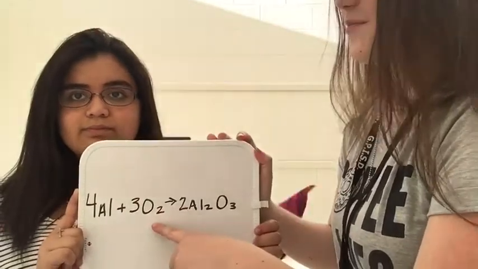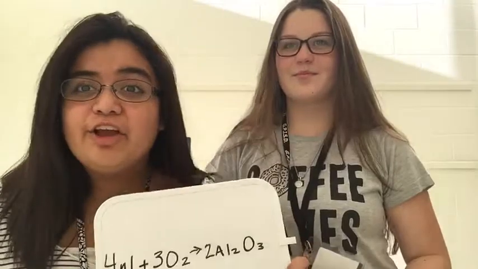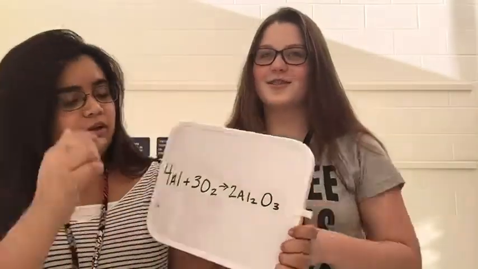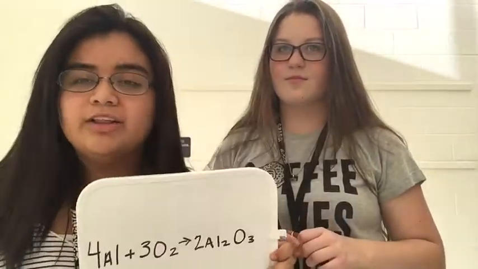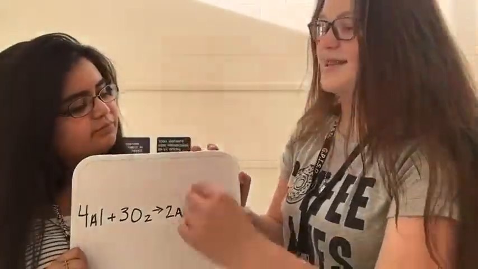4Al plus 3O2. After that, you'll see an arrow, which means yield. Don't worry about that. All the arrow represents is all the compounds on the left-hand side, which are called the reactants, which form another substance or substances on the right-hand side, which is called a product when combined. In simpler terms, this plus this makes this.